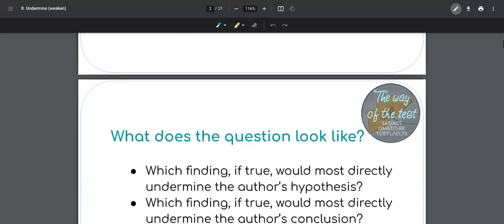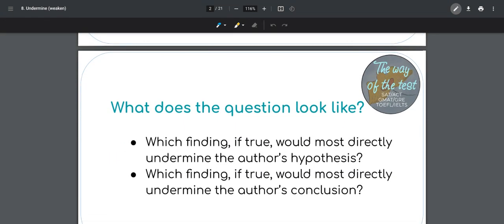The undermine question usually looks like this. Which of the following, if true, will most directly undermine what? The author's hypothesis, the author's claim, the author's conclusion, the scientist's result, whatever, right? So it's basically very similar to the support question, but instead of support, we're looking to undermine.